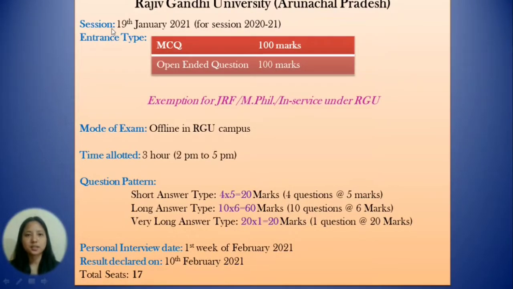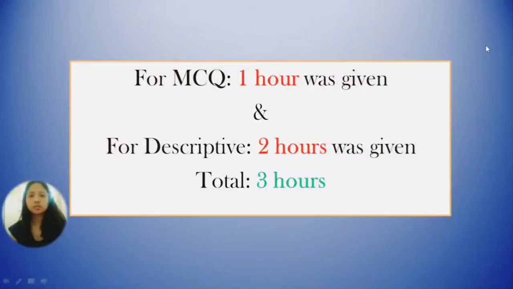So the entrance examination for PhD in education for the session 2020 to 2021 in RGU was carried out on 19 January 2021, and the entrance test consisted of both MCQ and descriptive questions. For MCQ, a total of 1 hour was given, and for descriptive questions, a total of 2 hours was given. So the total becomes 3 hours.